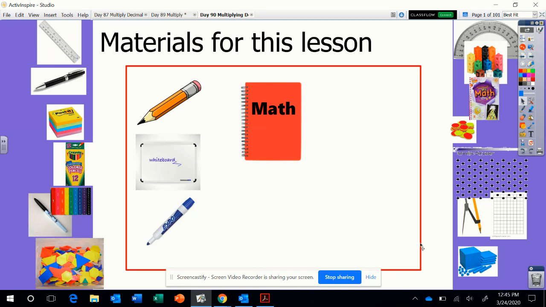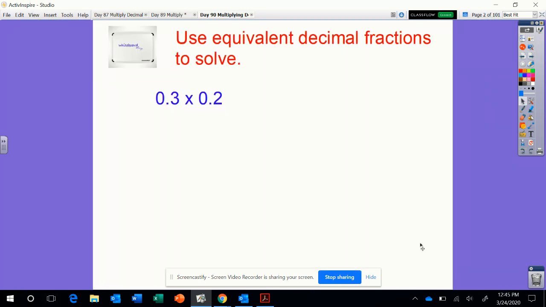And here we go. This is from yesterday's lesson, using equivalent decimal fractions to solve. I'm going to let you pause this video in just a second, change those decimals to fractions, multiply, get a fraction answer, turn it back into a decimal. Pause. Okay, welcome back. Hopefully you got something like this.